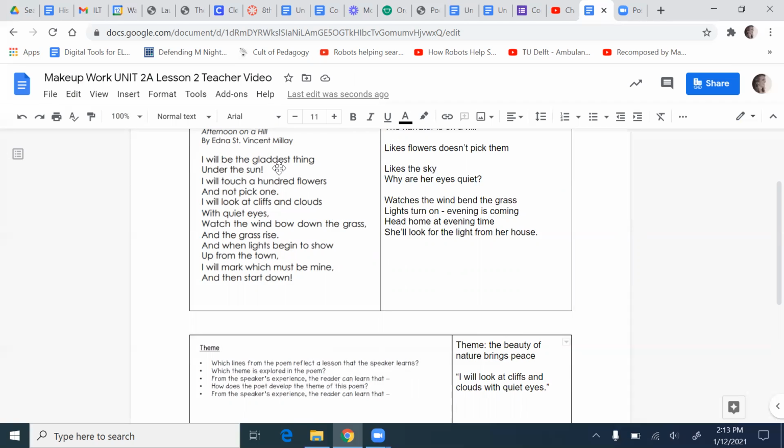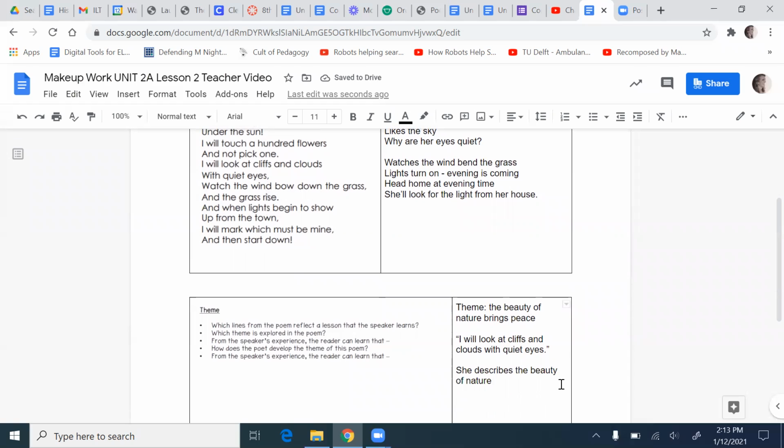She describes how glad she is under the sun. She describes the flowers. She describes watching the cliffs and the clouds and the wind, so the wind's moving the clouds, the wind's moving the grass. She describes how watching the breeze brings peace. She describes that when she sees the light, she sees her home and goes down into her home. So how is she developing the theme? What is the thing you keep hearing me say? Well, you hear me say she describes. What does she describe? She describes the beauty of nature. And then what does she tell you? And she gives you two places that connect that beauty to peace.